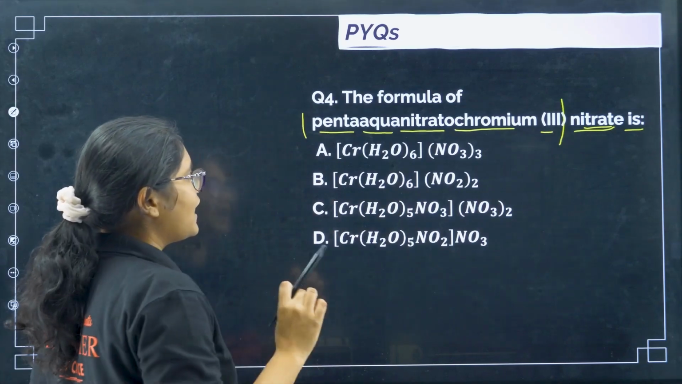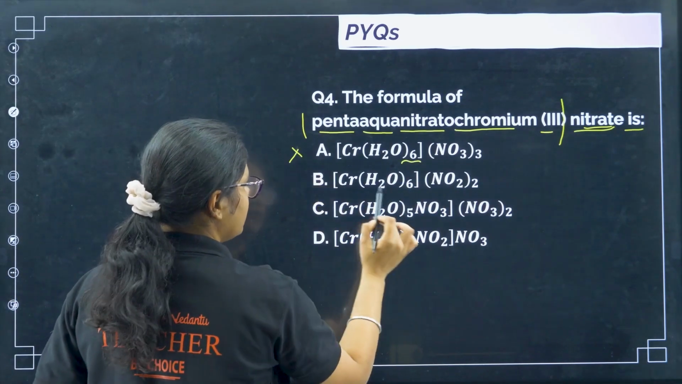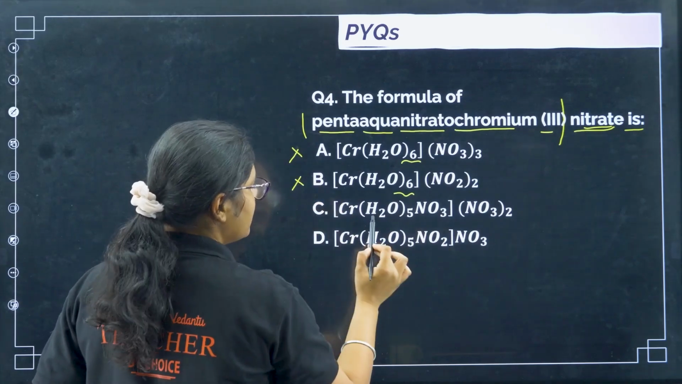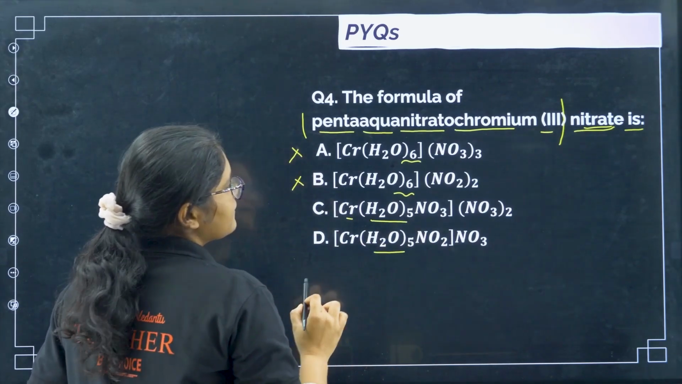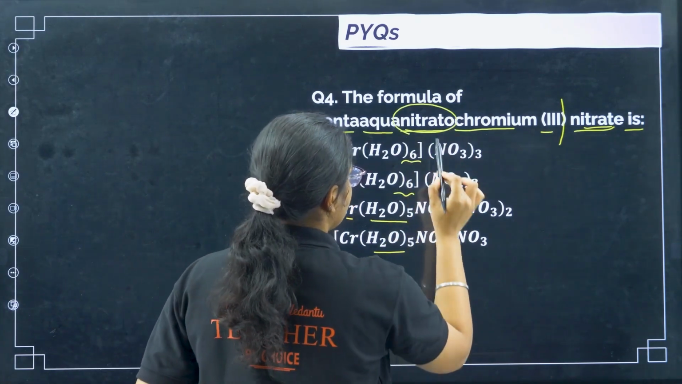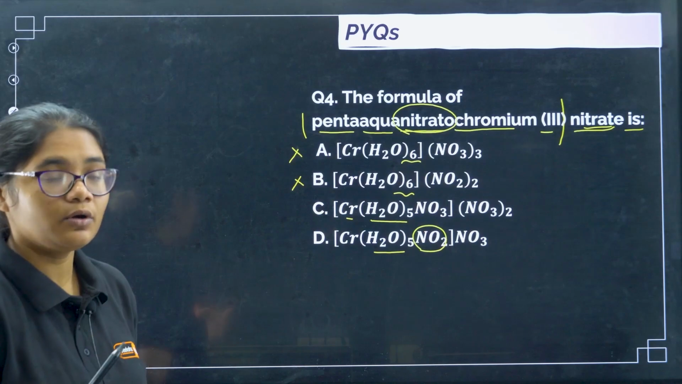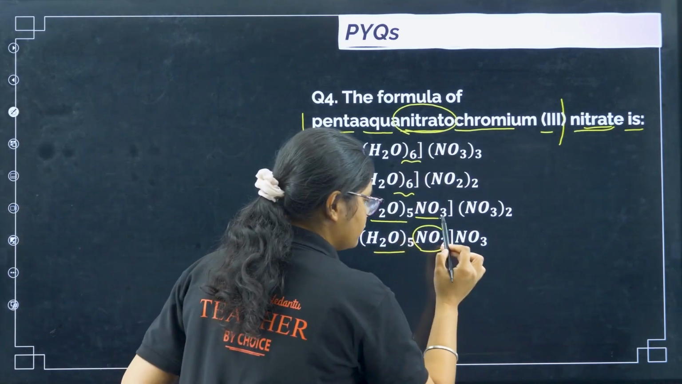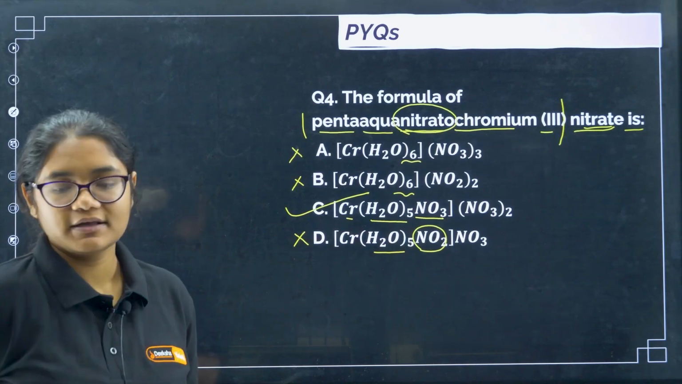And we have pentaaqua, means 5 H2O should be there. Here I can see 6, I can remove. Here also I can see 6, I can remove. Here I can have 5, here also 5. Then you have nitrato. Nitrato, this is nitrito. Okay, NO2 is nitrito. Nitrato is NO3. So that is why this is also wrong. Correct answer is option number C here.